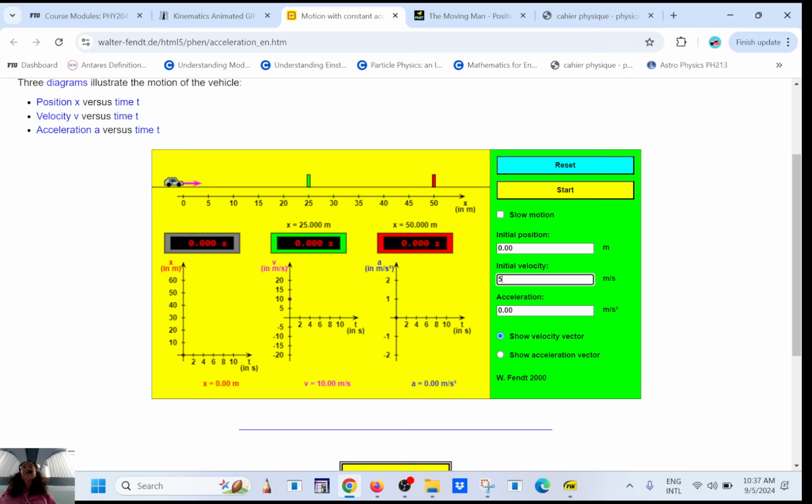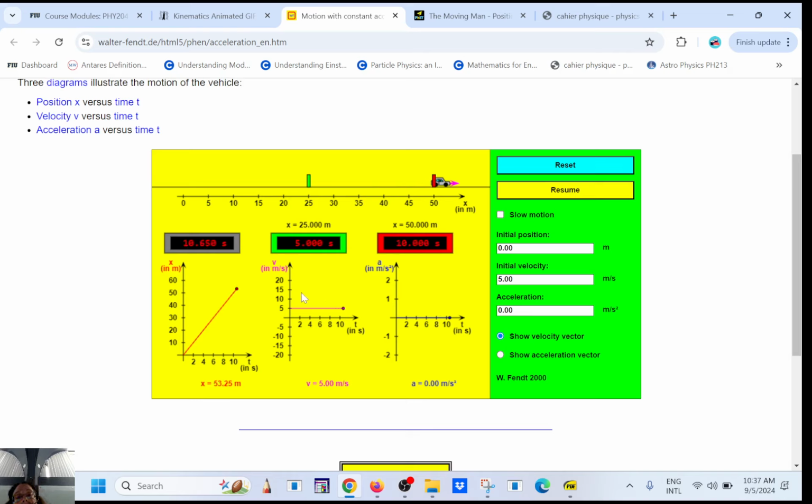And no acceleration. So it means when you start your stopwatch, initial position is 0, but the car is already moving at a speed of 5 meters per second. So the velocity is 5, which means it's moving to the right. Okay? So let's see what we get. So it's moving at a constant speed. So every second, the car is covering 5 meters, right?